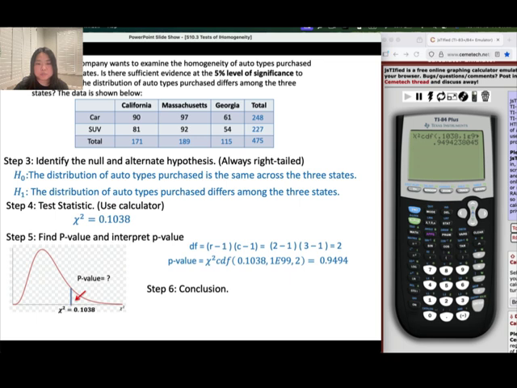Okay, so the p-value is greater than the significance level, so we fail to reject. Fail to reject means we do not have sufficient evidence to show that the distribution of autotypes purchased is different among the 3 states.